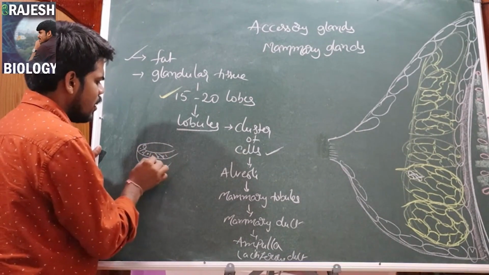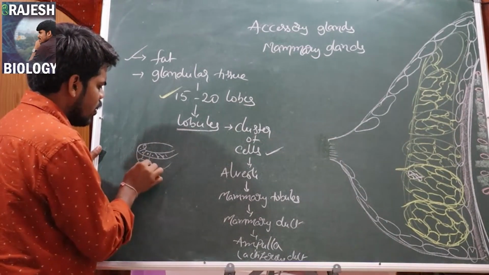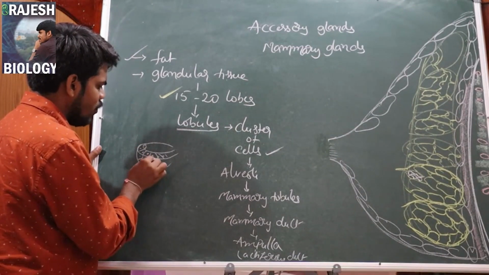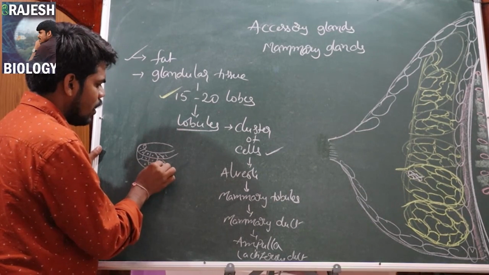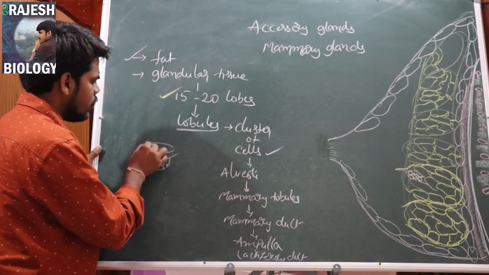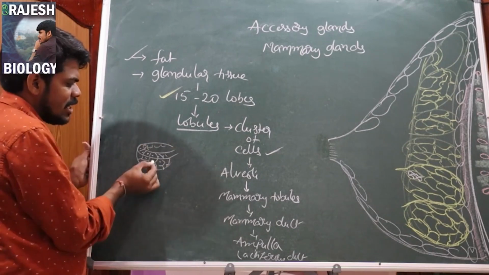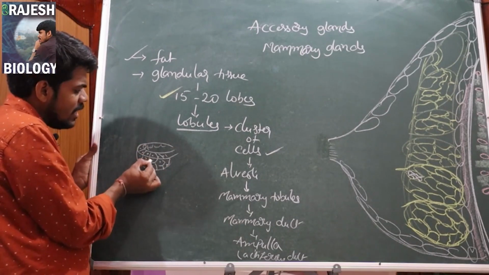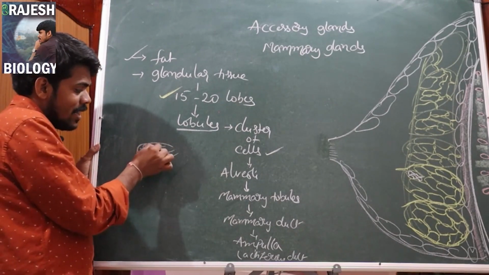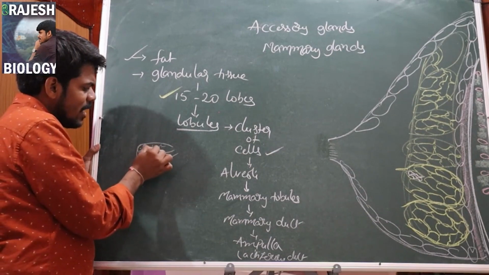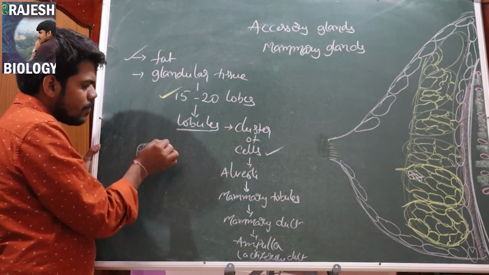I just cut the cluster of the cell, that is alveoli. We just cut the alveoli and I enlarged it here. What you observe here is a sac-like structure. These are the alveolar cells. These alveolar cells secrete the milk, and that milk is collected in this sac.